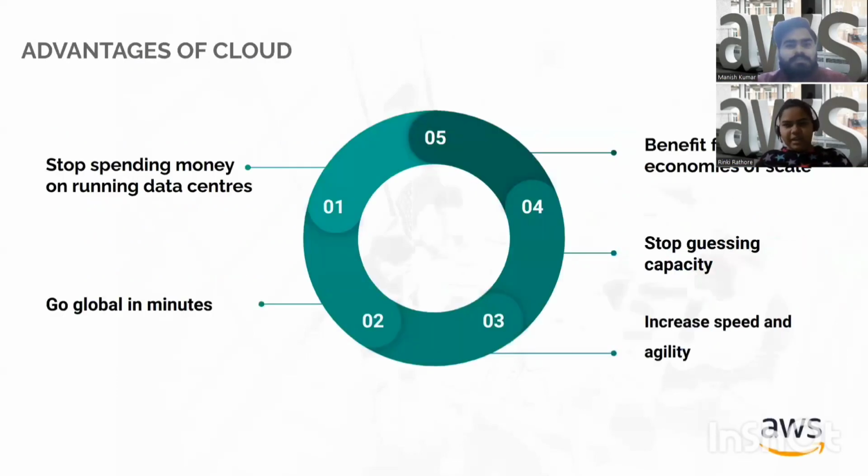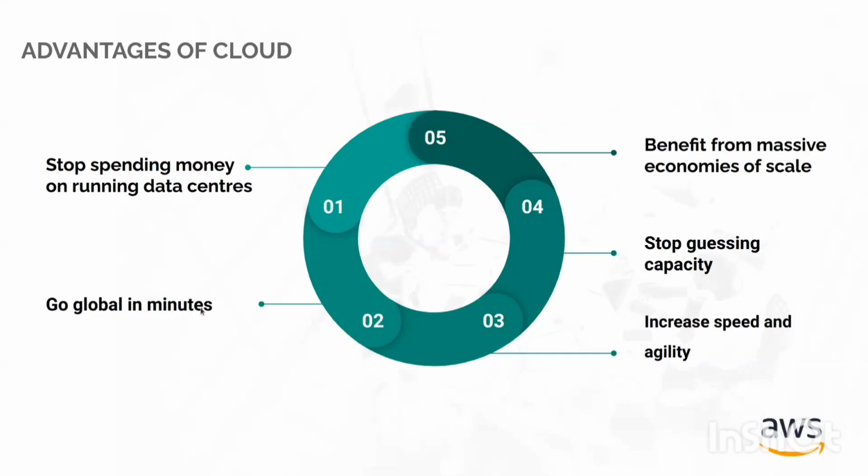So here are the advantages. We don't have to spend money on data centers. We can go global in minutes, like I can host my application in any region of the world in which AWS is providing its data centers. I do not have to guess the capacity, like how much infrastructure I would need in the future. And also, I benefit from massive economies of scale, that is, AWS provides it at a cheaper rate because it is also getting it at a cheaper rate by purchasing in bulk. Then it increases speed. I do not have to set up anything manually. I am getting it online already.